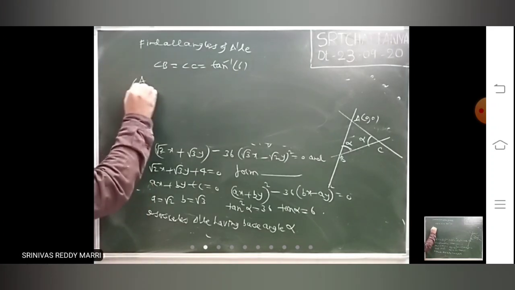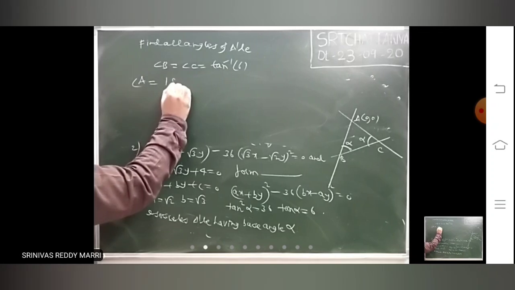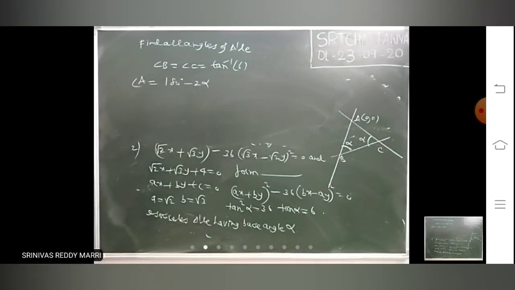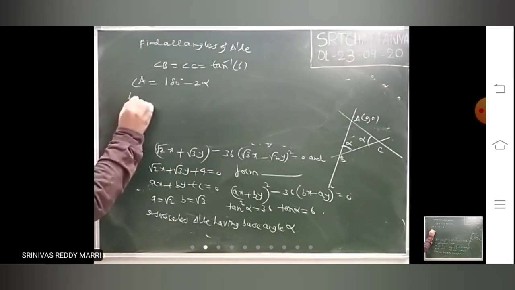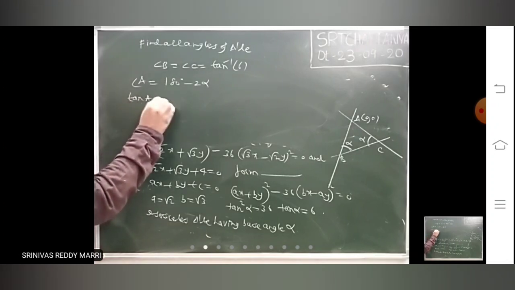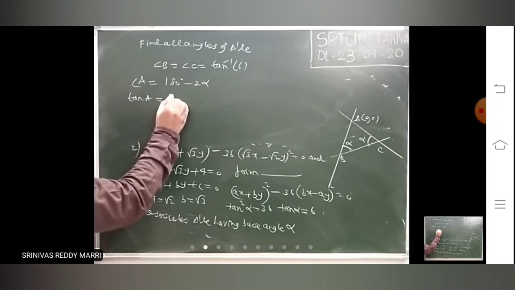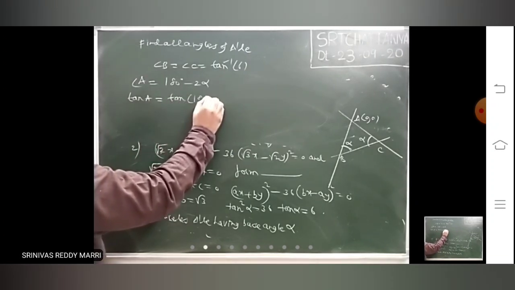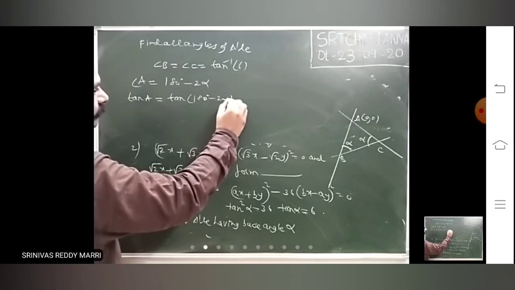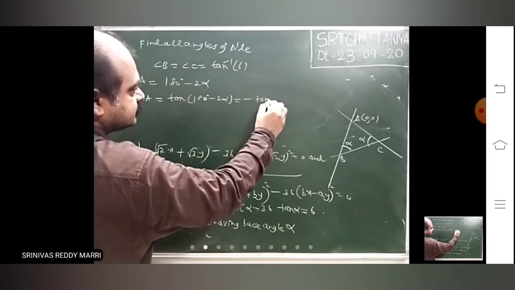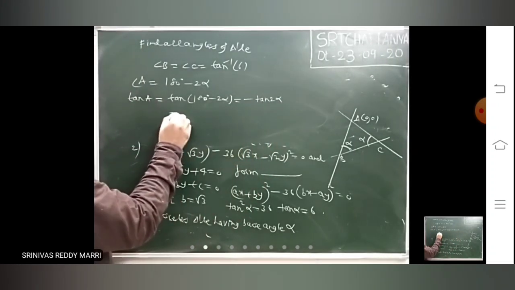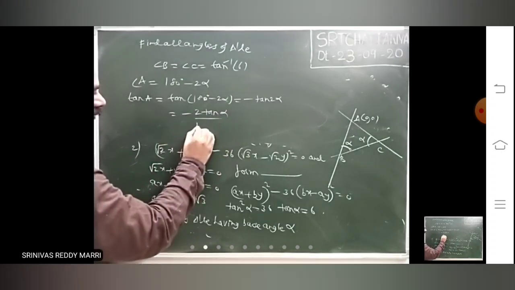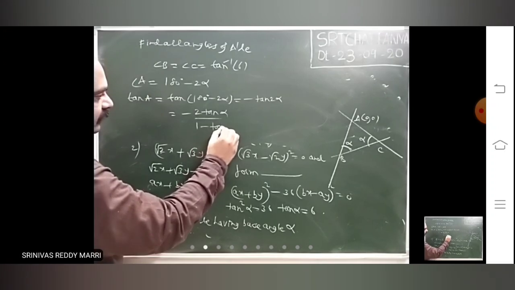Now angle A I am calculating. Angle A is nothing but 180 minus 2 alpha. Tan A I am calculating. Look at tan A. Tan A is nothing but tan of 180 degree minus 2 alpha. So this is minus tan 2 alpha. So minus 2 tan alpha divided by, what is the formula?